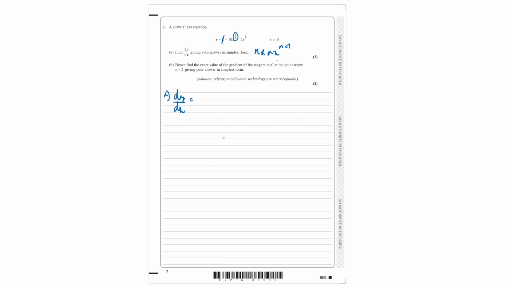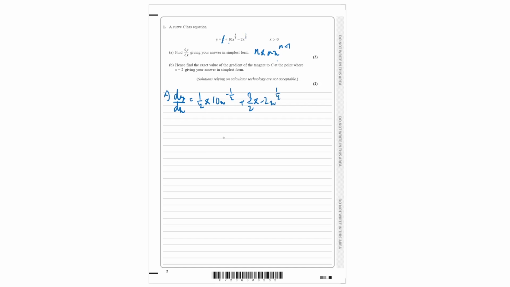Moving on to the next one, we have 10x to the power of 1 over 2. We copy down the power, 1 over 2. We multiply it with the coefficient, that's 10. And we subtract 1 from the power. So we have negative 1 over 2. Then we have, again, copy the power, 3 over 2 times the coefficient, negative 2, and subtract 1 from the power. So we have 1 over 2.